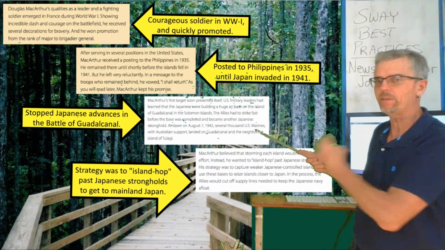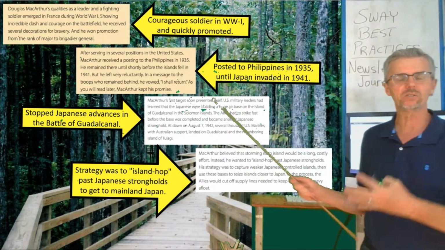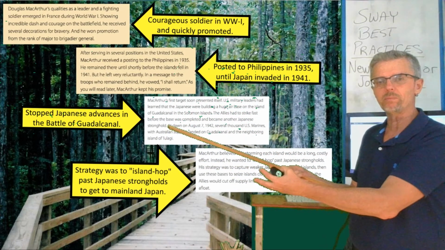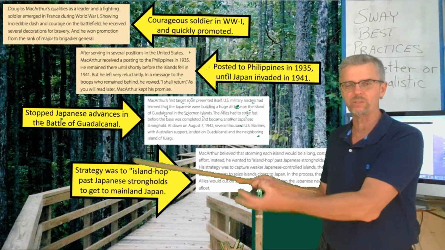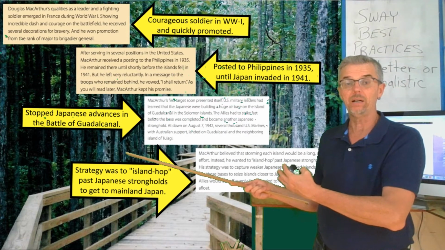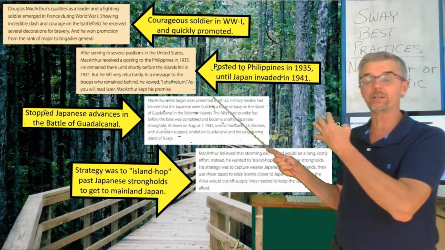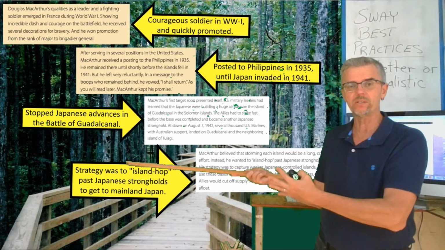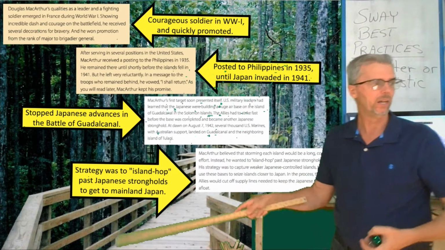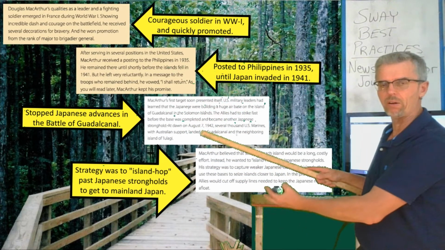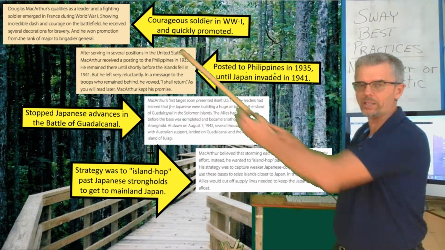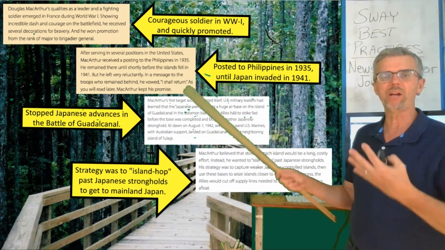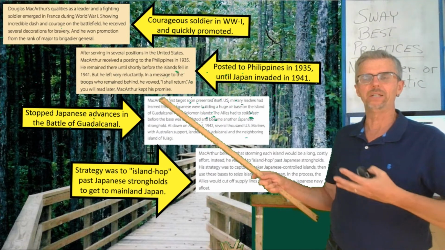The third paragraph tells me about how he stopped the Japanese advances in the Battle of Guadalcanal, and that was really the turning point of the war in the Pacific Theater. It cost them a lot of ships and a lot of soldiers, but Japan never advanced further after Guadalcanal. Then the strategy was to island hop back up towards mainland Japan so that they would be in striking distance of their central manufacturing support mechanism.